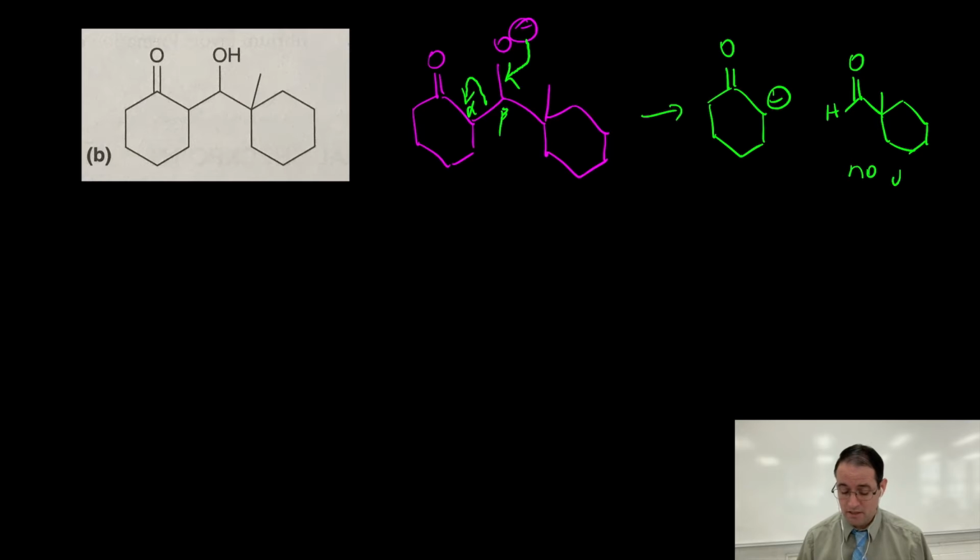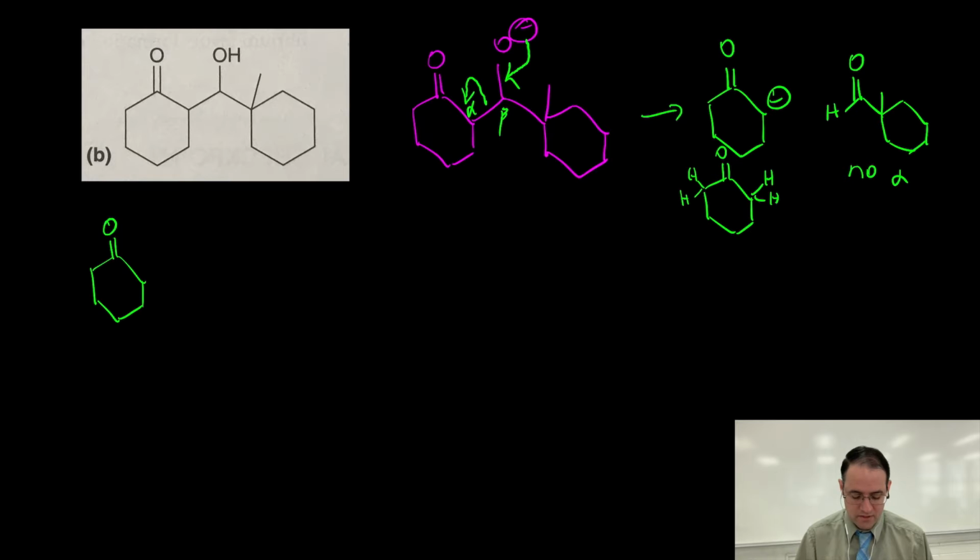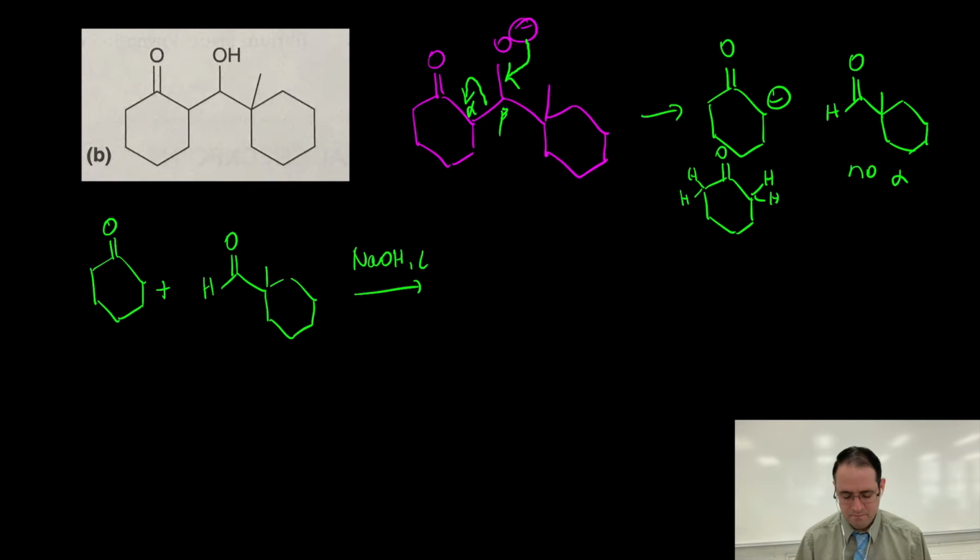Now, this molecule has no alpha hydrogens, and cyclohexanone does have alpha hydrogens, right? There's H's right here and here and here and here and here. So what we can do is a very controlled cross-aldol reaction. So we can take cyclohexanone in the presence of our aldehyde, in sodium hydroxide and water. That'll give us the reaction products. I'll call it the target molecule.